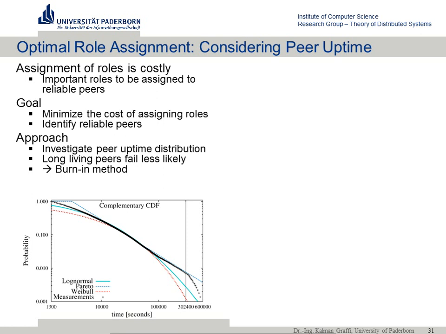The idea is to look at how long the nodes have already been online, and if they have been online for a long time, then it's also more probable that they will stay online for a long time. That means if they didn't fail in the first minutes, then they will stay online longer. And if they have been online for 1 week, then it's more probable that they will also be online for the next week. And that's the burn-in method.